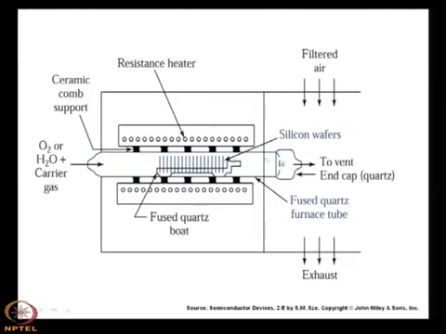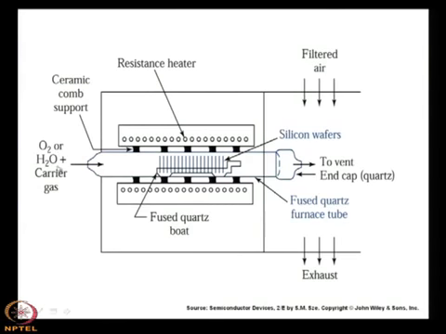It is a horizontal type of furnace, and you see that the silicon wafers are placed on the fused quartz boat. A large number of silicon wafers you can use. Then there is a resistance heater, or the heater can be of other types, say a lamp glow, or it can be microwave. So, any kind of heating can be accomplished, mainly the resistance heater is used.